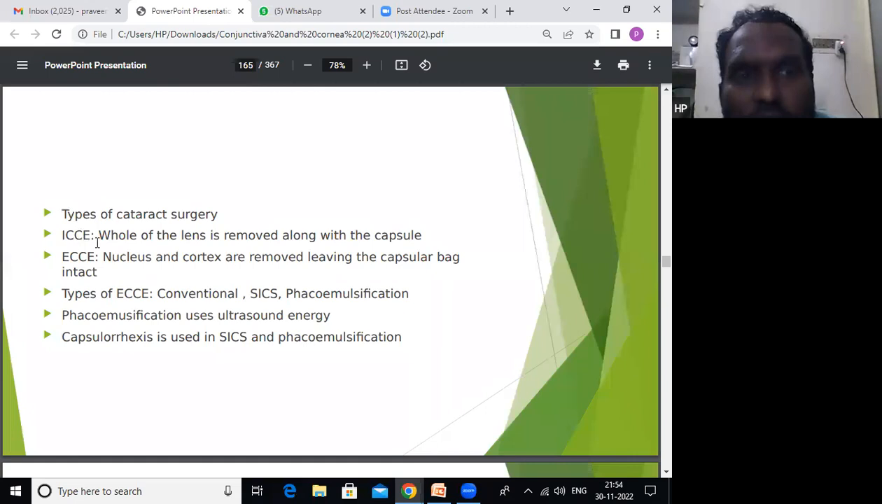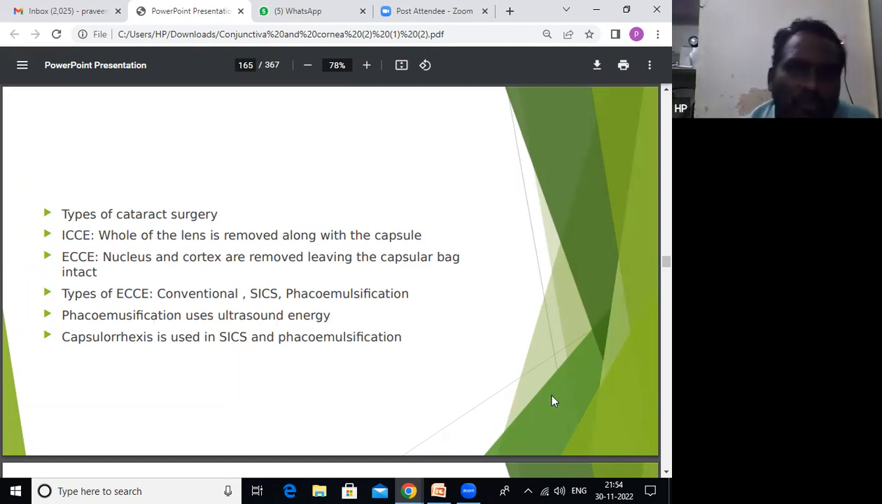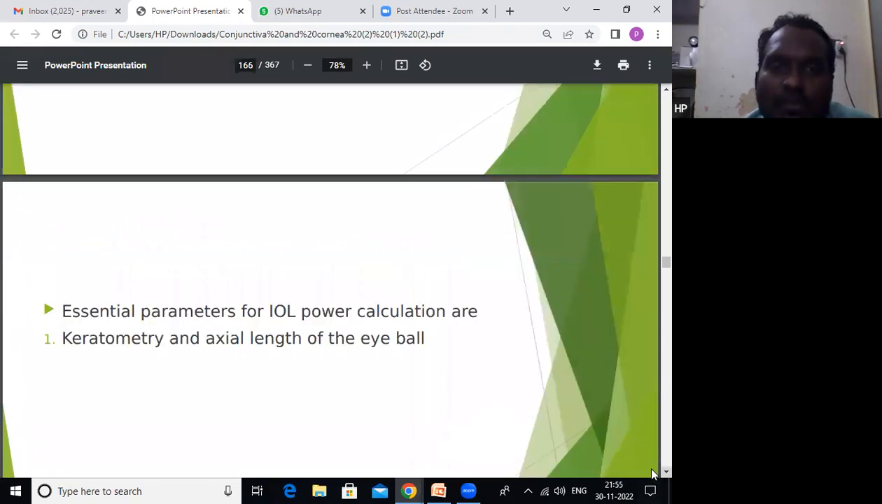This is again intracapsular cataract extraction. You remove the whole of the lens along with the capsule. In extracapsular cataract extraction, the nucleus and cortex are removed and you leave the capsular bag intact. That's the difference between ICCE and ECCE. What type of energy is used in phacoemulsification? Phacoemulsification uses ultrasound energy. That's a question which has been asked repeatedly so many times.